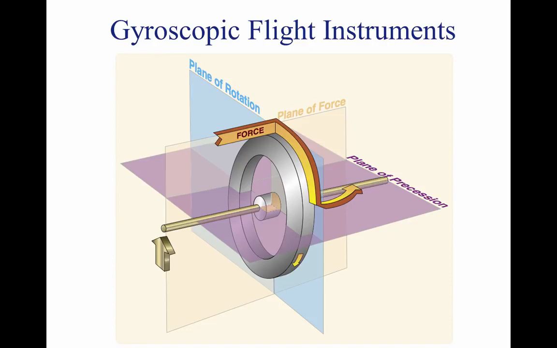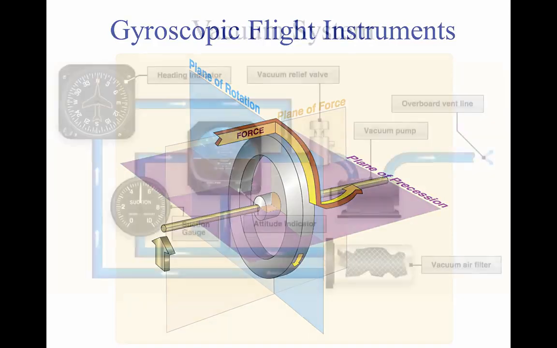Precession can also create some minor errors in some instruments. Precession can cause a freely spinning gyro to become displaced from its intended plane of rotation through bearing friction, etc. Certain instruments may require corrective realignment during flight, such as the heading indicator.